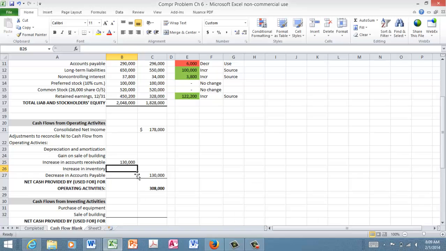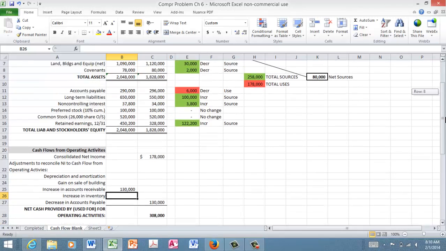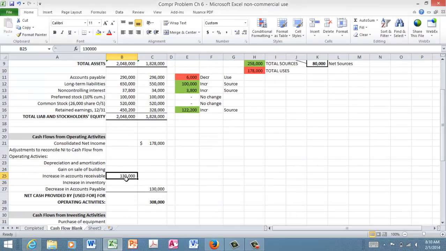And it's a positive number because it's a source of cash. Excuse me, not a source. It's going to be a use of cash. I misspoke. I'm kind of glad I did that. So it needs to be a negative number.